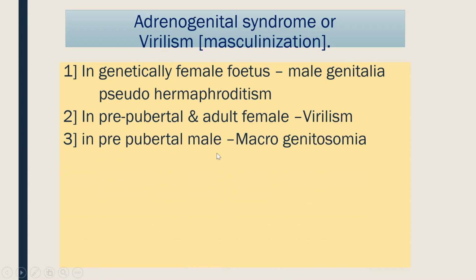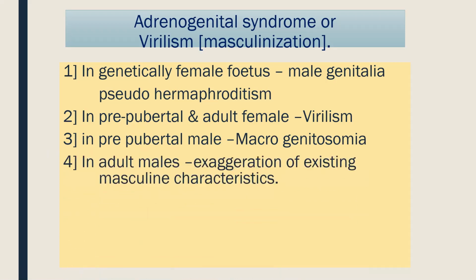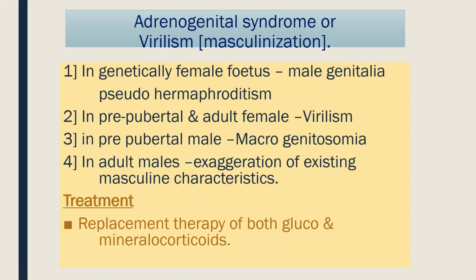If it is happening in a prepubertal male, the male external genitalia suddenly increase in size and there is early appearance of secondary sexual characters. Whereas if the same thing is happening in an adult male, then there is exaggeration of already existing masculine characteristics. So these are different ways of presentation of adrenogenital syndrome, based on the phenotype, whether male or female, and on the timing of the appearance. Treatment is replacement therapy for both gluco- and mineralocorticoids. Once the replacement is done, the negative feedback is restored, there is no excess ACTH, and all these problems will reduce by themselves.